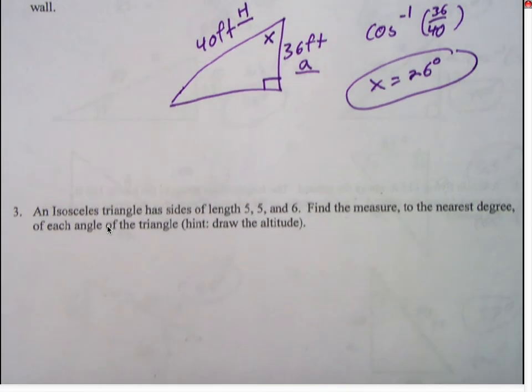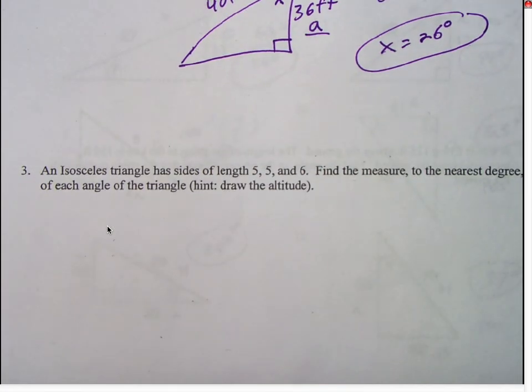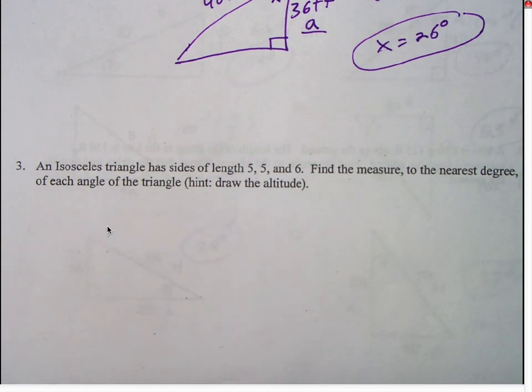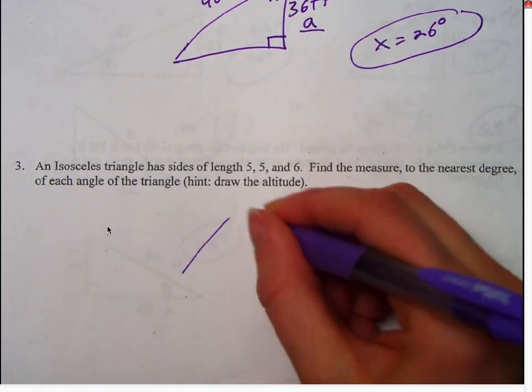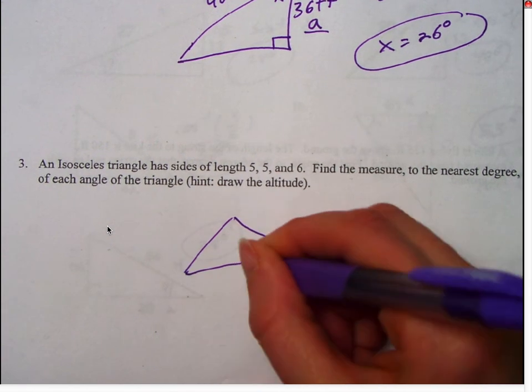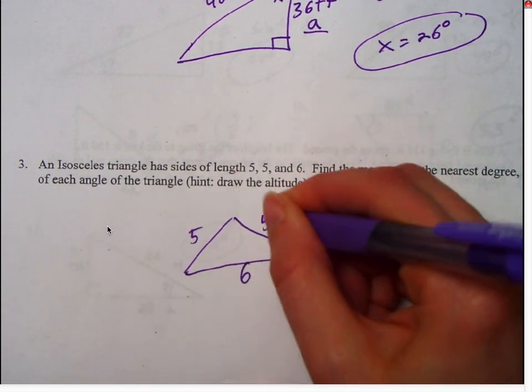The next one I'm probably going to draw for you because I want to show you what an isosceles triangle looks like, in case some of you are confused. An isosceles triangle has side lengths 5, 5, and 6. Find the measure to the nearest degree of each angle. Hint, draw the altitude. Okay, so let's draw a triangle. We're not drawing a right triangle. We're drawing an isosceles. 5, 5, and 6. You guys see that?